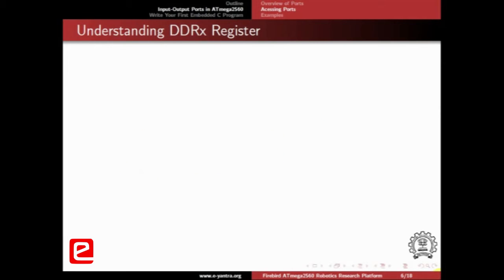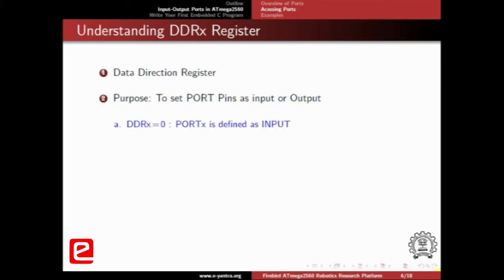So first register is DDRX register. DDRX register stands for data direction register. The purpose of this register is to set the port pin as input or output. If we assign the value 0 to DDRX register, we set the port pin as input pin, similarly if we assign the value 1 to DDRX register, we set the port X pin as output pin.